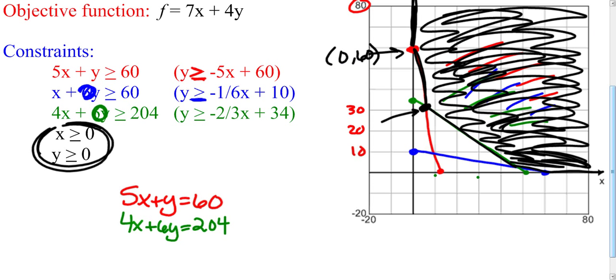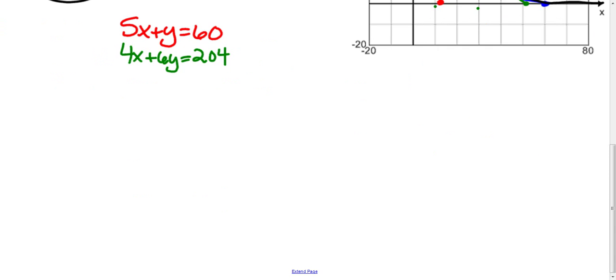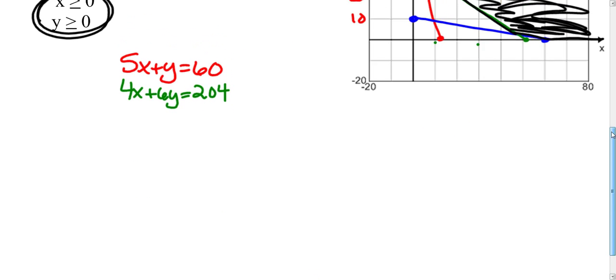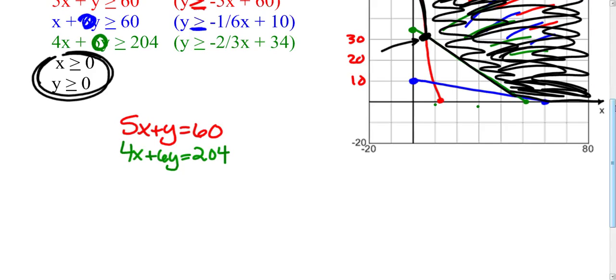Okay, now, I know you know how to solve that system of equations. You could either do it by substitution, by elimination, with matrices, or you could put the y equals equations into your graph and then graph those two lines and figure out where they intersect. But you need to solve that system of equations because that's the point where the red and the green line intersect. And when I solve that system, I get 6, 30, which makes that coordinate right there 6, 30.